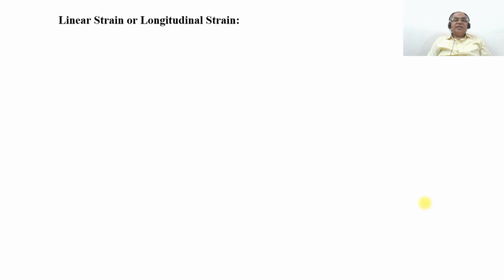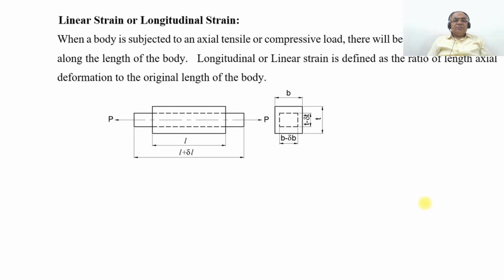So what is the linear strain or the longitudinal strain? When a body is subjected to an axial tensile or compressive load, there will be an axial deformation along the length of the body. Longitudinal or linear strain is defined as the ratio of axial deformation to the original length of the body.